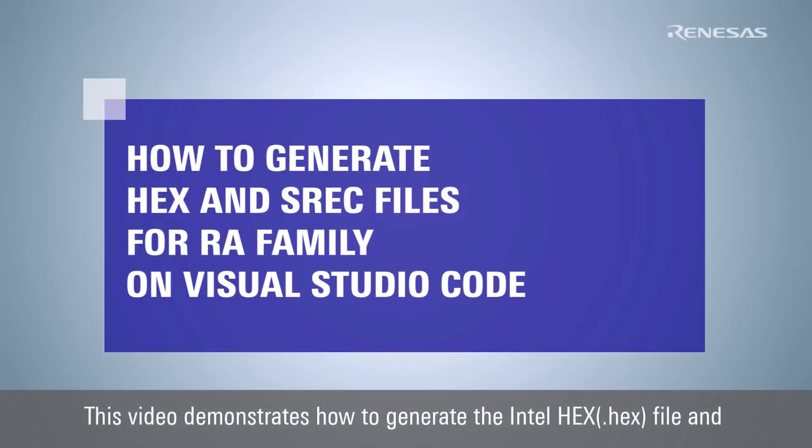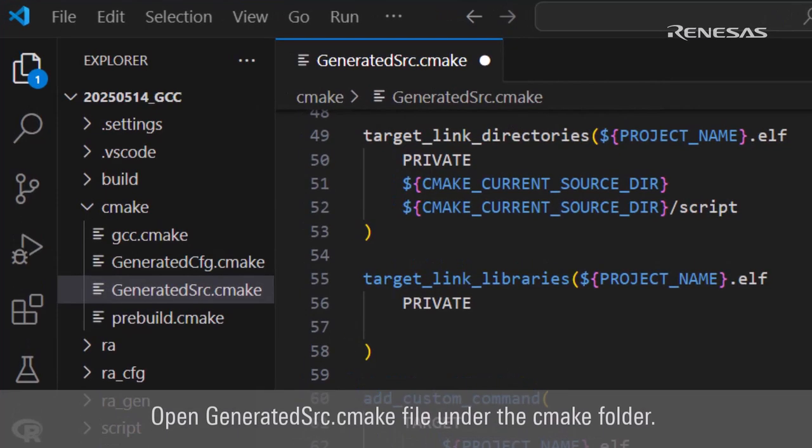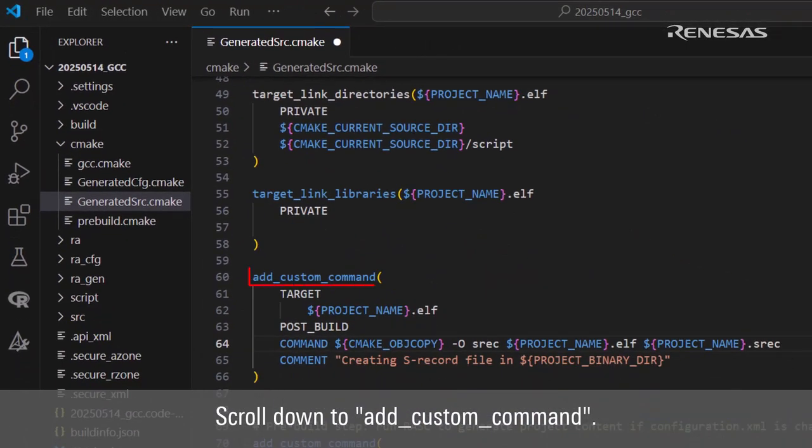This video demonstrates how to generate the Intel HEX file and the Motorola S-record file for RA family on Visual Studio Code. Open generated src.cmake file under the cmake folder. Scroll down to add_custom_command.